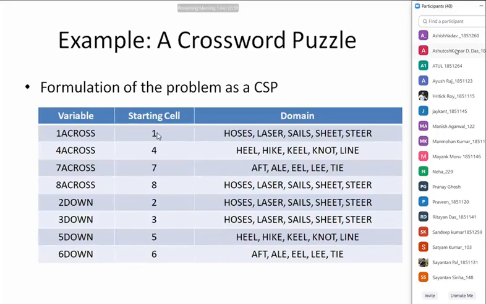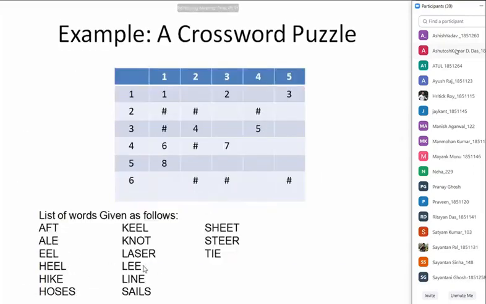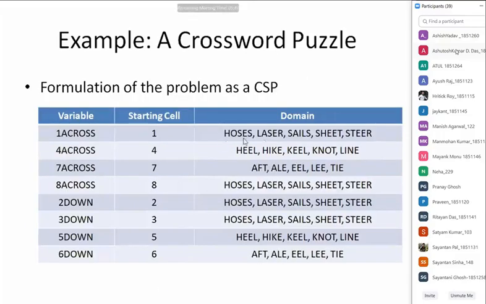So these variables 1, 8, 2, 3, they have 5 letter words. So what did we do? We found all the words which have 5 letters. There are 5 in number here: horses, laser, sheet, steer, and sails. So we have kept them in the domain for each of these clues where 5 letters are needed. Likewise, for these number 4 and number 5, we have kept all the 4 letter words. They are 5 in number. And likewise for 7 and 6, we have kept the 3 letter words.